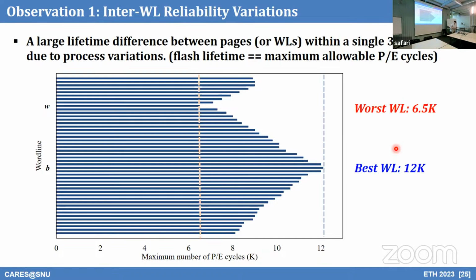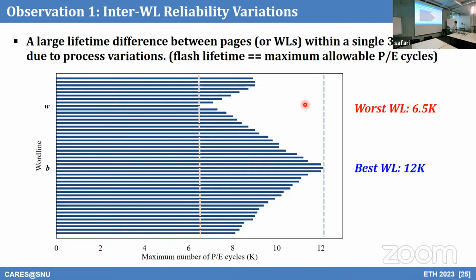Now the topic is about process variability. This shows one block, and within one block, let's say there are 64 word lines, for example. Among these word lines, we counted the maximum number of program/erase cycles at which the corresponding word line can still reliably store data. So this is the lifetime of a word line.